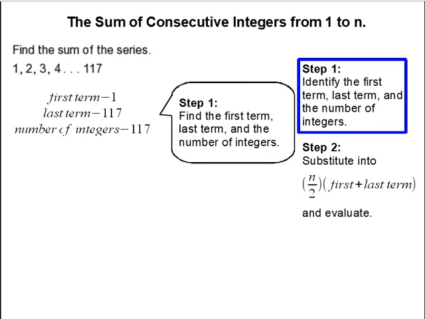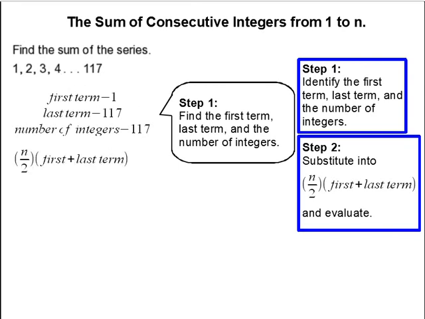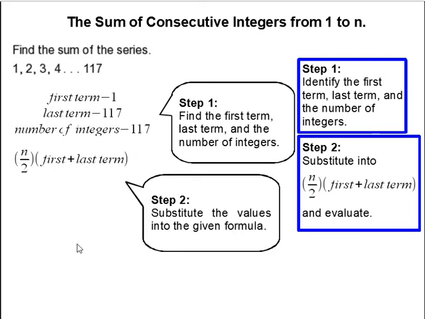Then we are going to substitute that into a formula that will calculate the sum of the series. So that formula is n over 2, and n represents the number of terms, and then multiplied by the first and last term added together. So we got 117 divided by 2 times 1 plus 117. And when we evaluate that, we're going to get the result of 6,903. And that completes our problem.